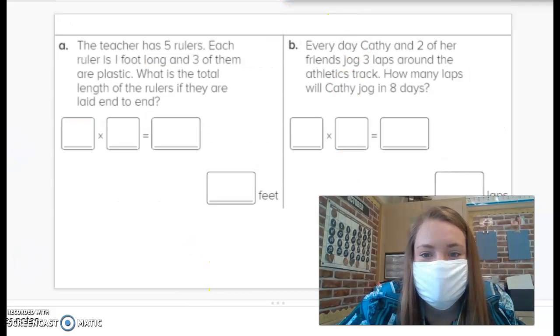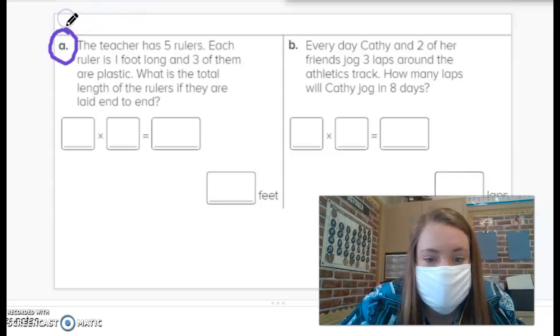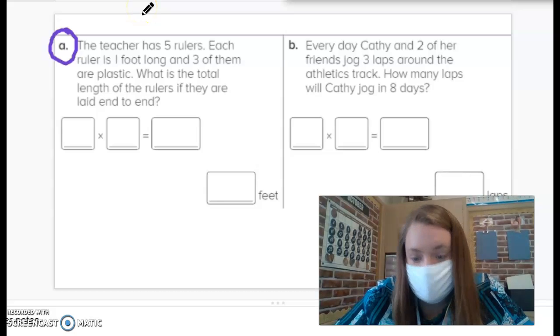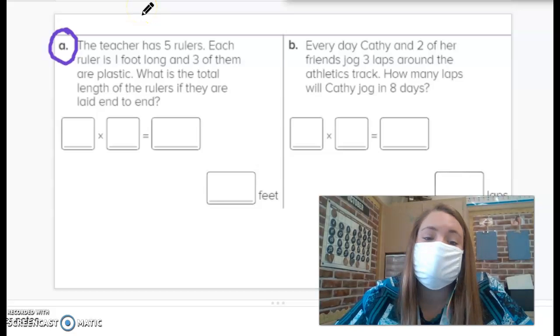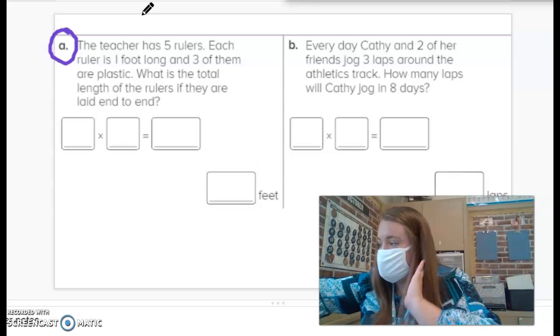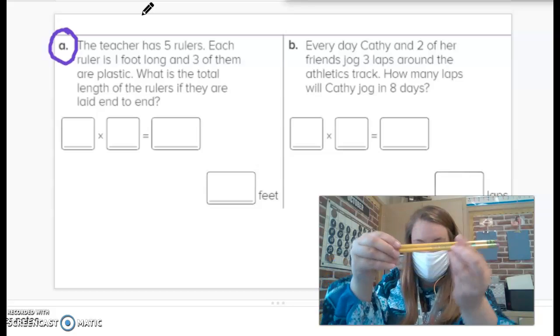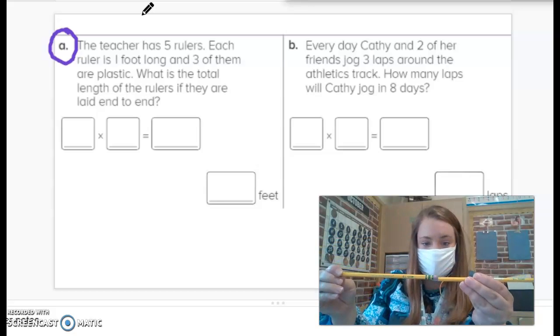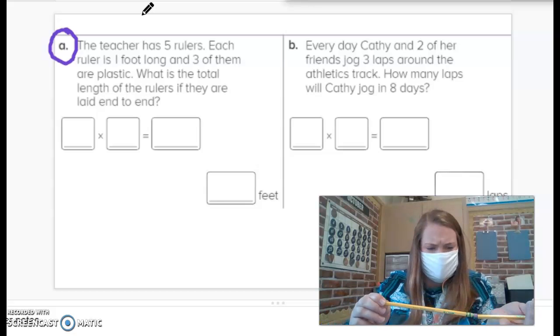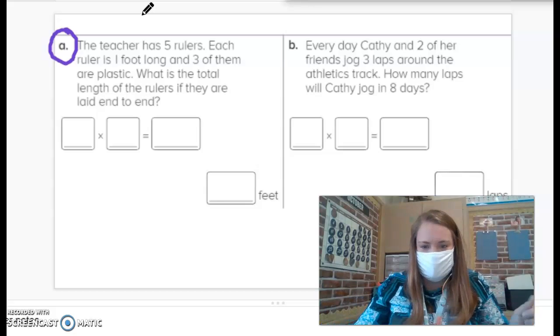Okay, so now we're going to look at A. It says the teacher has 5 rulers. Each ruler is 1 foot long and 3 of them are plastic. What is the total length of the rulers if they are laid end to end? So if we pretend these are rulers, I've got 1, 2, and this is what we mean when we're laying them end to end. Do we care what materials they're made out of?